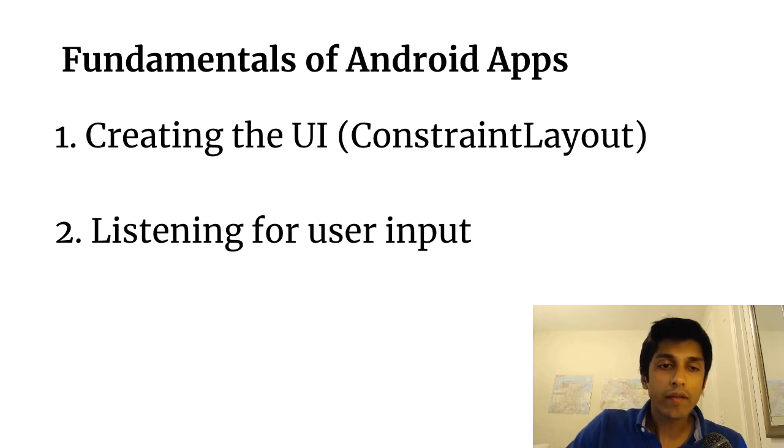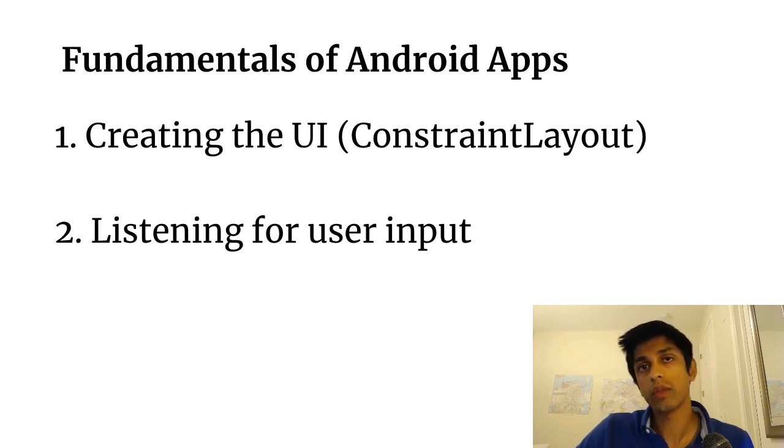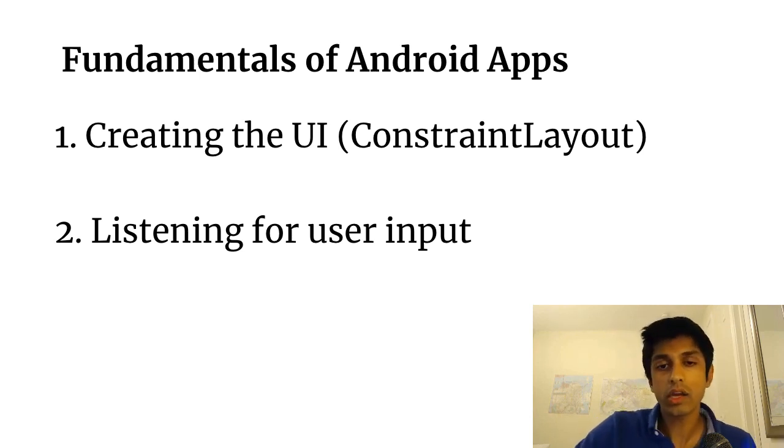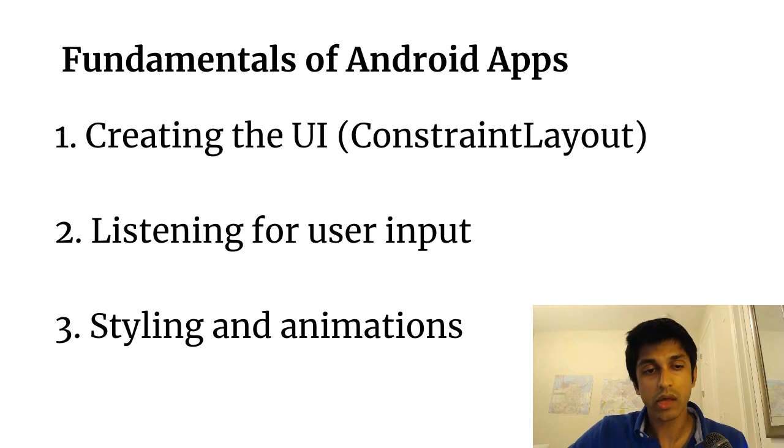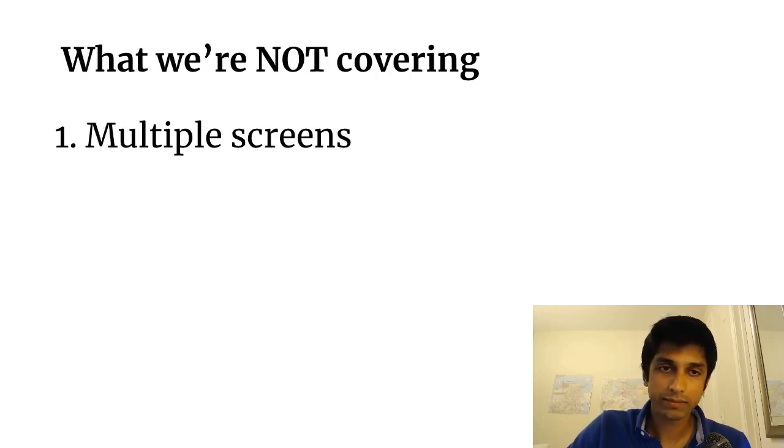Second, every app needs to listen for user input. In our case, we'll have two ways for the user to input data. One, which is edit text, where the user can enter in the bill amount, and second, a seek bar where the user can indicate the tip percentage. And finally, styling and animations. Pretty much every Android app will have some amount of custom styling, and most apps will also have animations. So we'll scratch the surface of some custom styling, and we'll also have a really cool animation around changing the text color of the tip description.